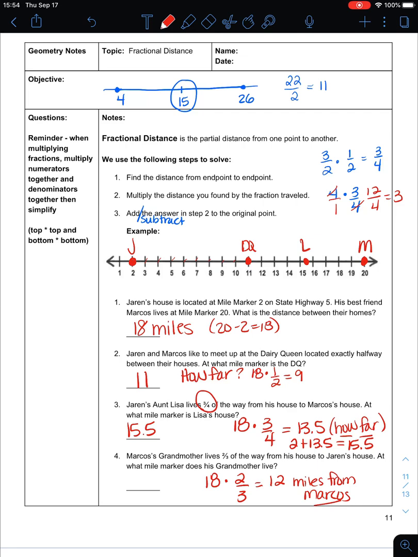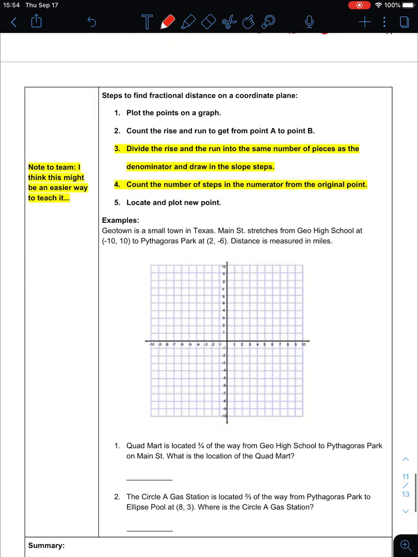So Marcos lives at mile marker 20. If she lives 12 miles away from him, then she lives at mile marker 8. So 20 minus 12 is mile marker 8. So you have to be careful. Remember, it's not that she lives at 12. She lives 12 miles from Marcos, and then we subtract that from Marcos because his number is on the right. Jaren's is on the left. So we would add when we're going from left to right. We subtract when we're going from right to left. So that's how it works when you're in one dimension.